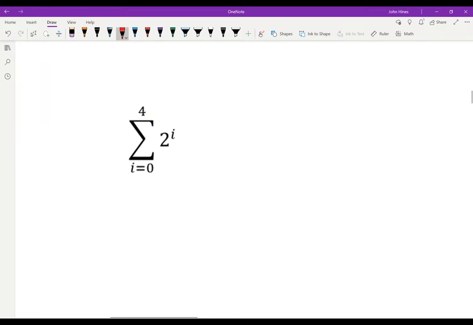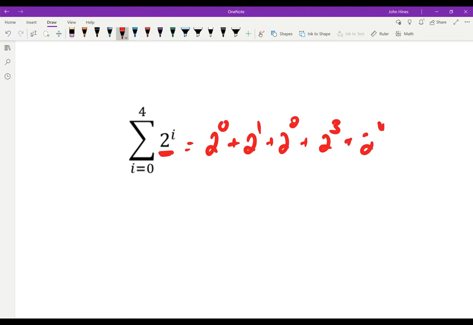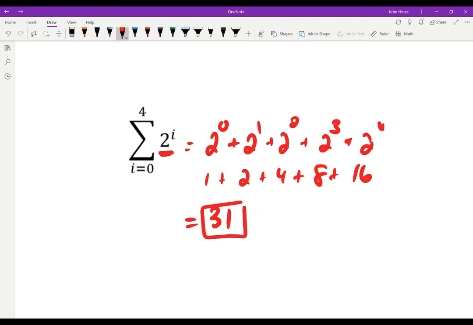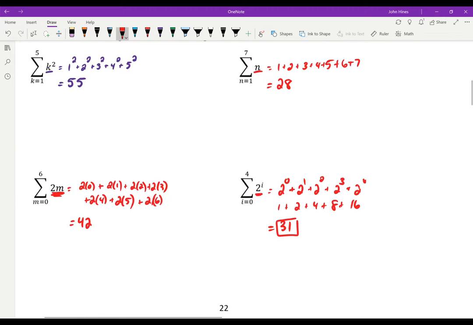And one more here. Why don't you pause this and try this one on your own? So the first number I'm plugging in is a 0, 2 to the 0. And then I just keep taking another step up the stairs until I get to 4. Into this formula, 2 squared, 2 cubed, 2 to the 4th. So 1 plus 2 plus 4 plus 8 plus 16. That's what I'm finding the sum of here, and you end up getting 31. That sum equals 31.